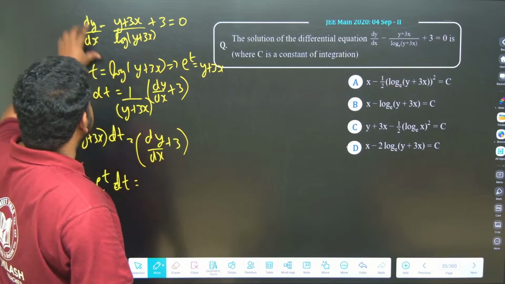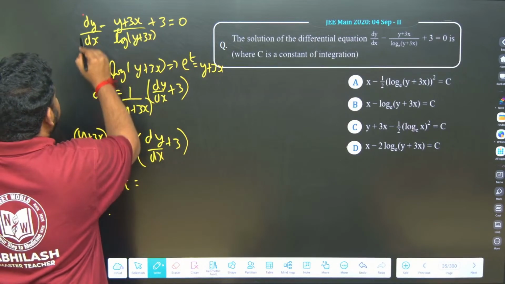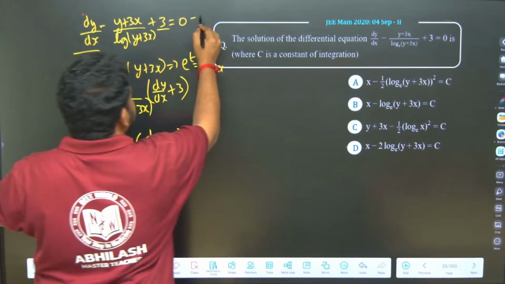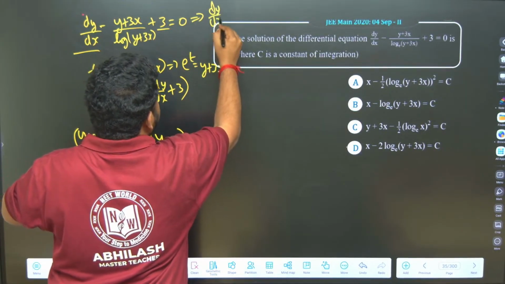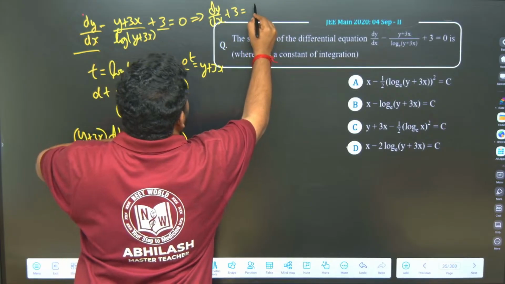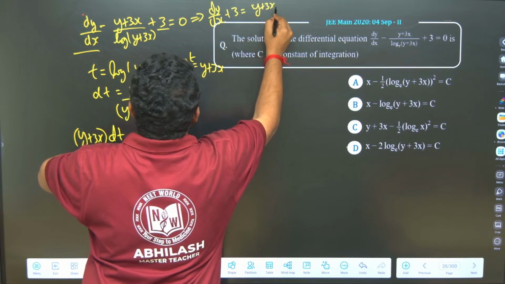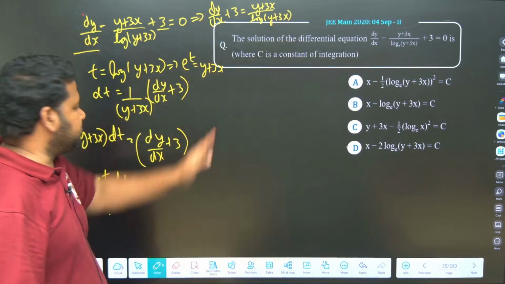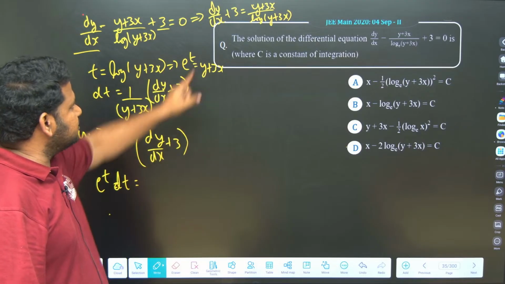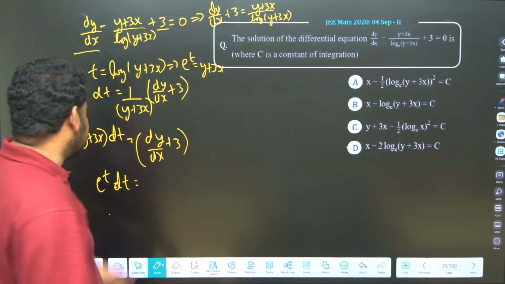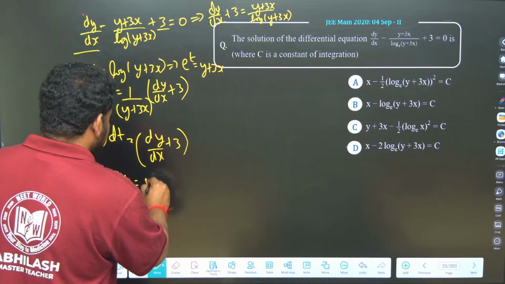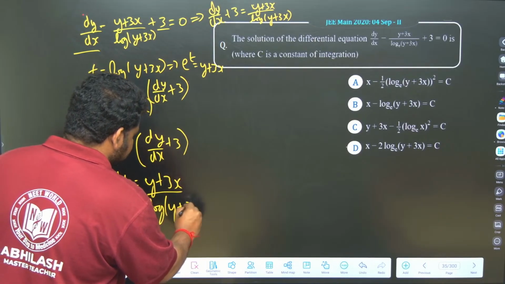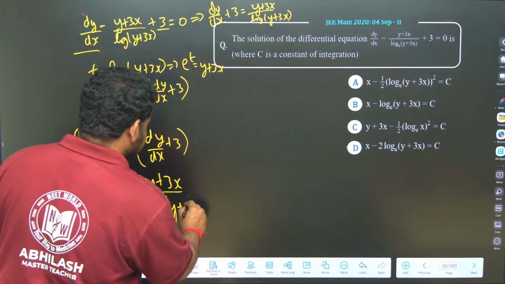So dy by dx plus 3, if I send it to this side, will be equal to (y plus 3x) by log of (y plus 3x). This is the value of dy by dx plus 3. If I put the value here, dy by dx plus 3 is equal to (y plus 3x) by log of (y plus 3x). Here only I can substitute the values of y plus 3x. This is what I have.